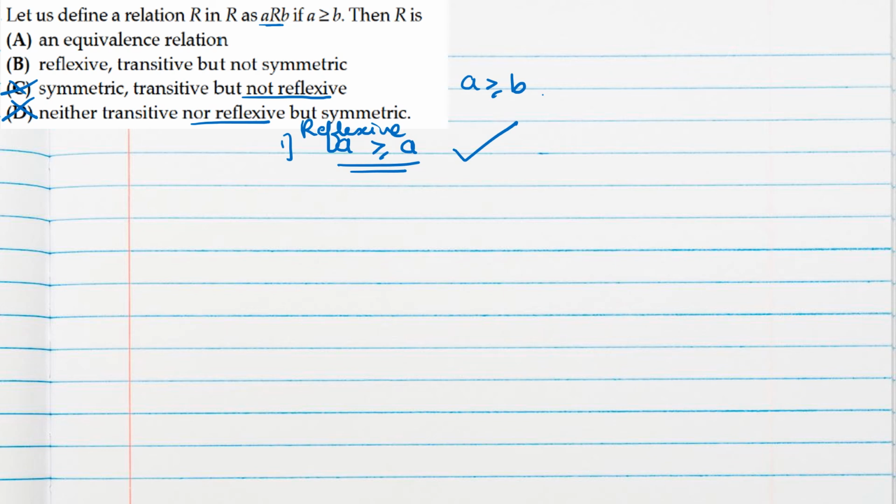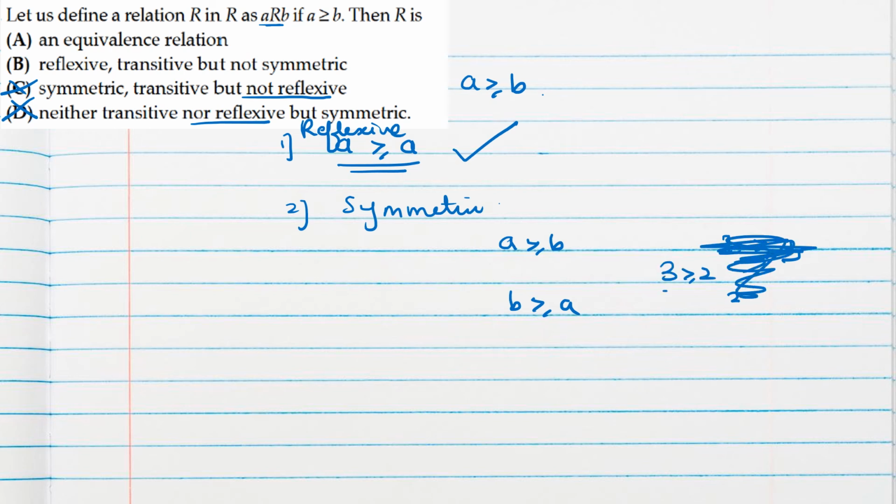Then we will check symmetric. If A is greater than B, can we write B greater than A? Let me take an example: 3 is greater than 2, this is fine. Can we write 2 greater than 3? No, we cannot write, isn't it? So symmetric is not possible. So not symmetric, this is the option.